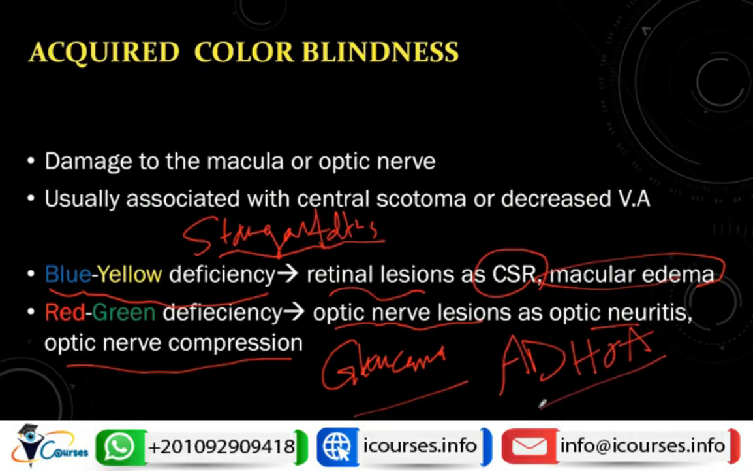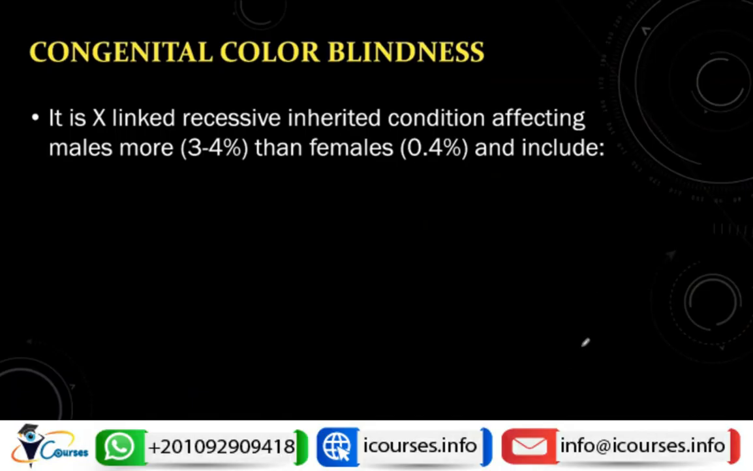This also will cause blue-yellow. So this is called the acquired color blindness. Let's now talk about the congenital color blindness.